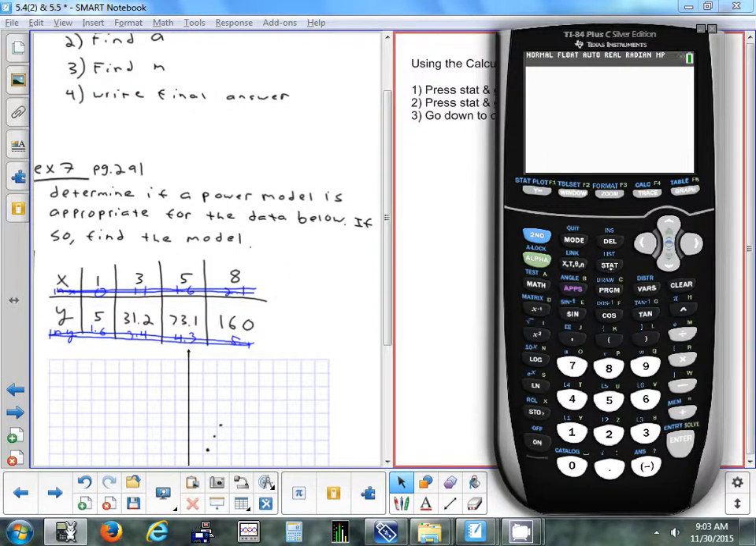So Stat, Calc, and then I go up to Power Regression. Okay, is anybody not able to get to this screen on the TI-84s? Yeah, if you have an 83, it's a little different. I'll have to come help you.